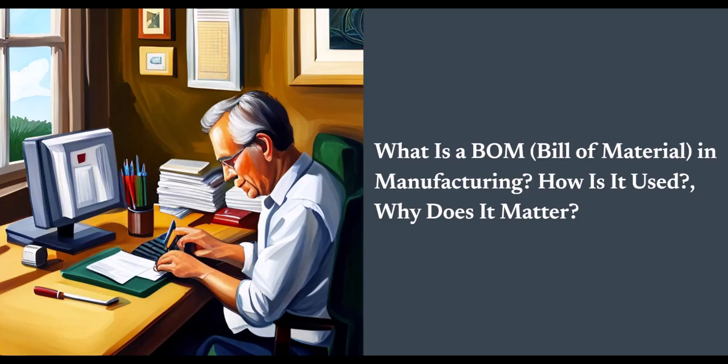So let's dive into what a BOM really is, how it's used, and why it matters so much in the manufacturing landscape. At its core, a BOM is essentially a comprehensive list detailing all the raw materials, components, and sub-assemblies required to build a finished product. Think of it as the ultimate recipe for success in manufacturing. It outlines everything from the smallest screws to the largest sub-assemblies, specifying quantities, specifications, and even suppliers.